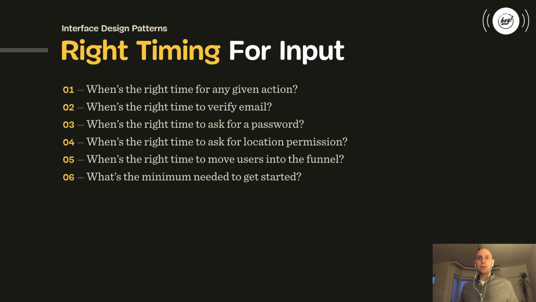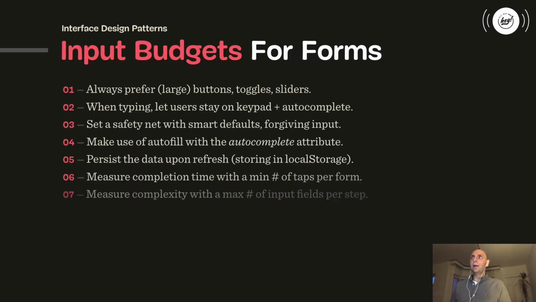Like, how often do you see things like, please confirm your email, or please confirm your password? And I'm wondering sometimes why you don't have to confirm your first name or last name or middle name as well, right? What would be the right time to ask somebody to confirm or verify the email? What would be the right time to ask somebody to verify the password? What would be the right time to ask for location permission or to move somebody in the funnel, right? What is the minimum required for somebody to really get started so we can actually ask all these questions a bit later, right?